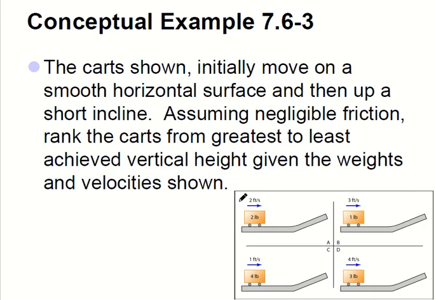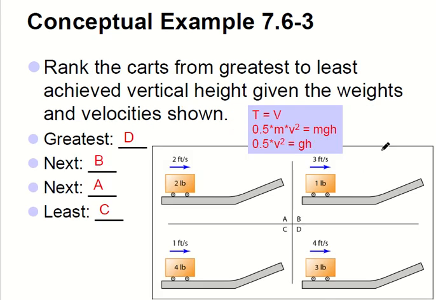Then let's go to the next problem, and this one is the carts here, four of them shown, initially moving on a smooth horizontal surface and then up a short incline. Assuming negligible friction, we're going to rank the carts from greatest to least achieved vertical height given the weights and the velocities as shown. This one you have to calculate, because you are given the weight in pounds and the velocity in the U.S. customary unit system, which is feet and foot-pound.